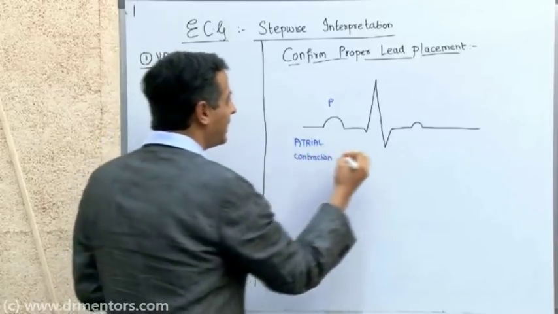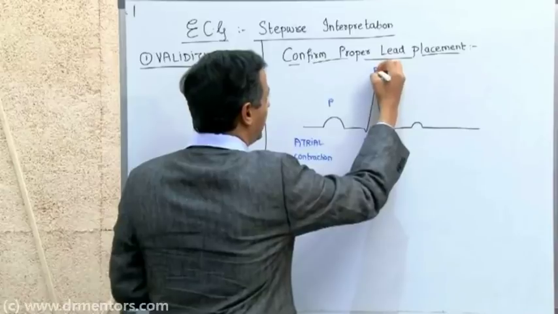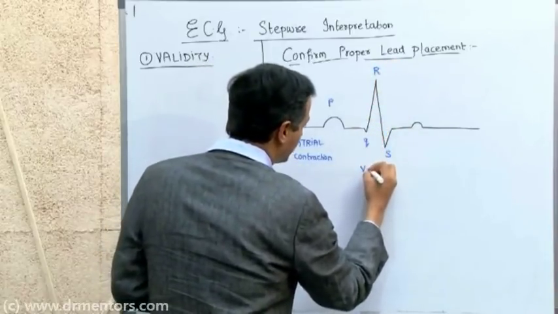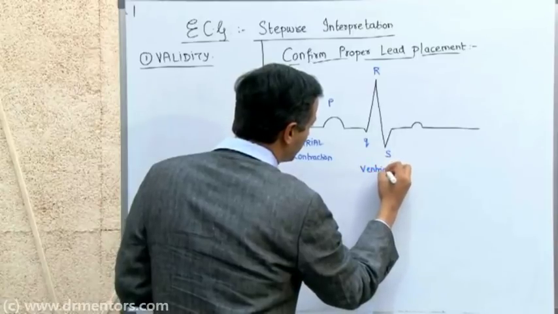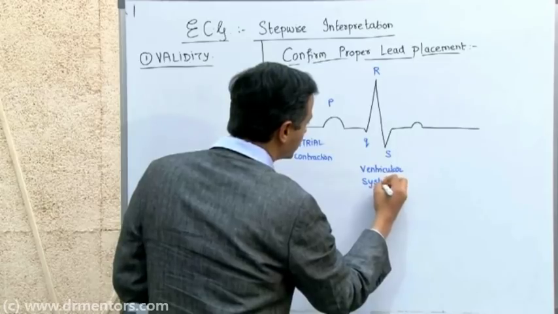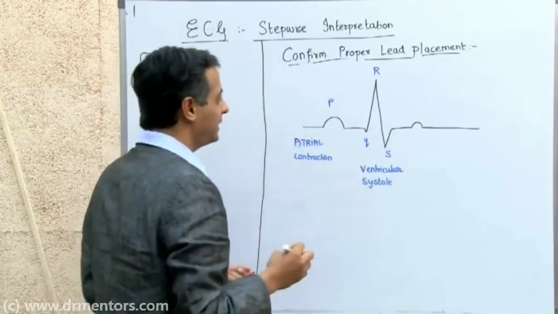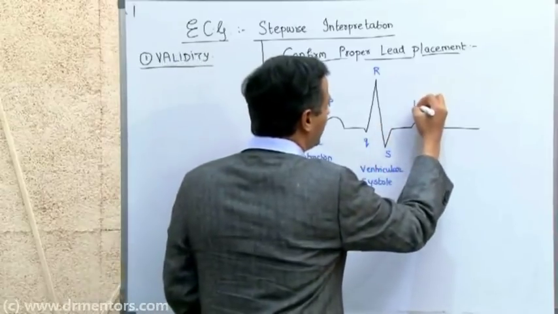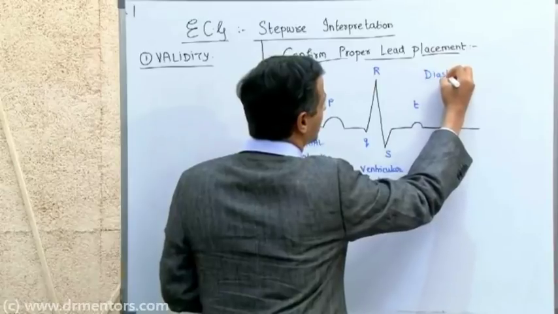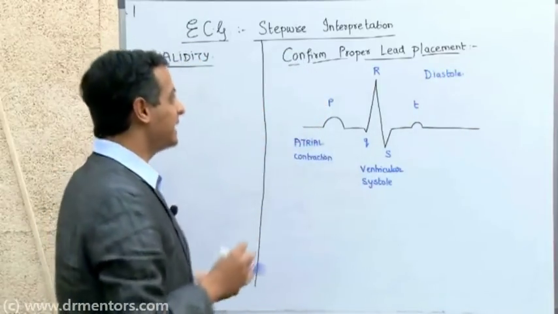The first negative deflection is the Q wave, then the R and the S complex. The QRS complex denotes the ventricular systole, followed by the T wave. The T wave suggests the ventricular diastole. What are the segments here?